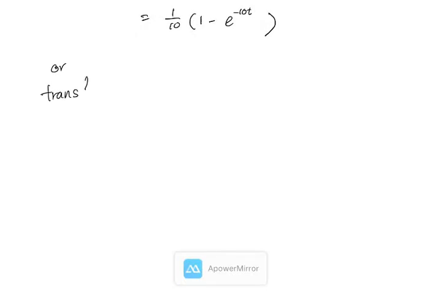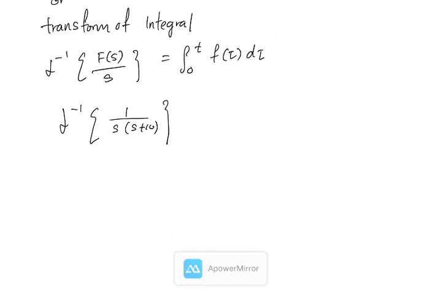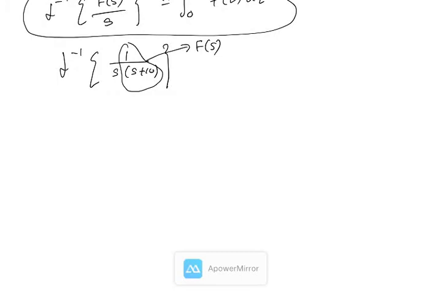So we use the transform of integral formula, in which the inverse Laplace transform of F(s) over s gives the integral from 0 to infinity of f(tau) d tau. Based on the question, that is the inverse Laplace transform of 1 over s times (s plus 10). If you compare with this formula, easily you can detect that 1 over s plus 10 refers to F(s). Okay, so therefore we can use this formula.